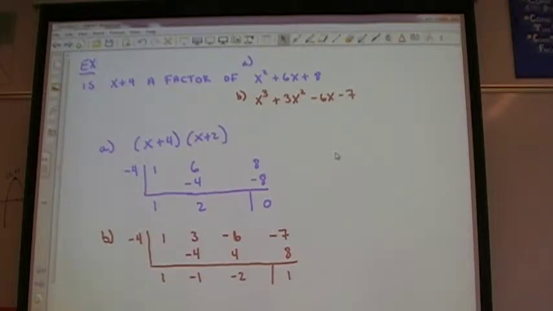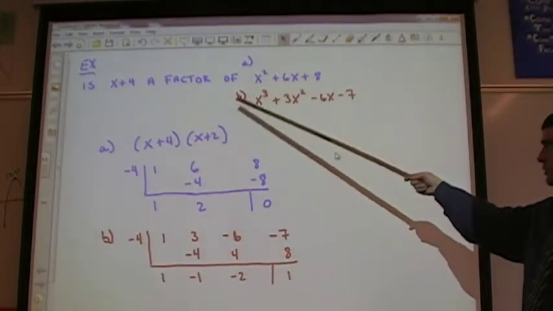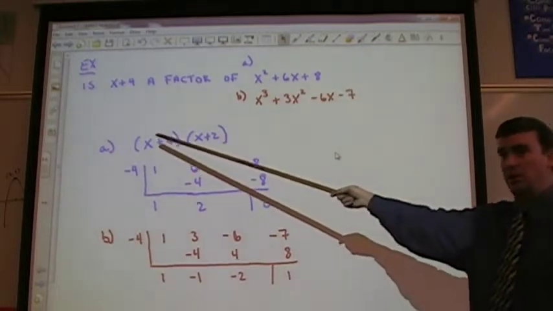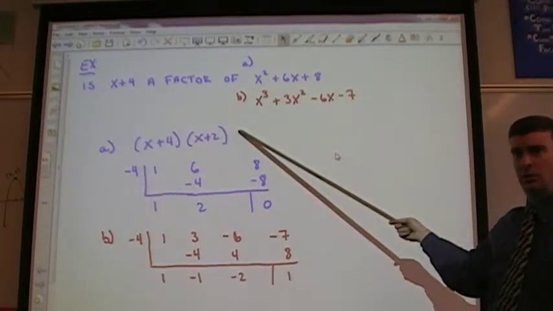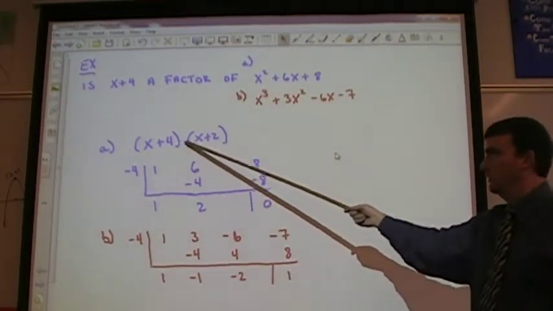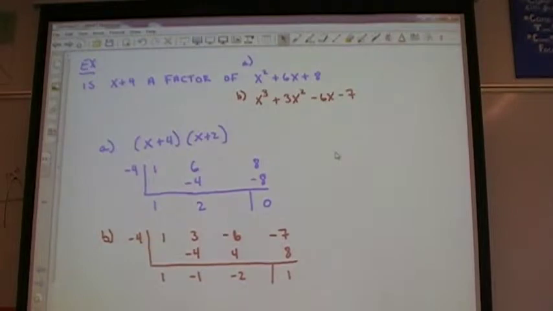Where'd you get x plus 2? It's the other factor. I just factored this. I showed you two different ways to answer that question. Either factor it to x plus 4, x plus 2. You know how to factor, right? What two numbers multiply to give you 8 and add to give you 6? 4 and 2. So we knew just by factoring what the answer was. Next is just another synthetic division problem.